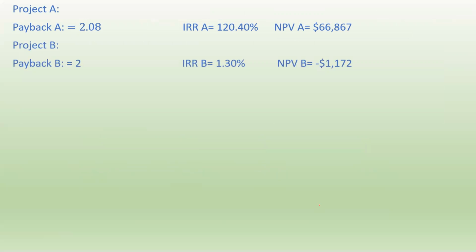And then let's list the IRR and NPV of those 2 projects. We found the IRR of project A is 120.4%, and NPV is positive. The IRR of B is 1.3%, and NPV is negative 1,172.